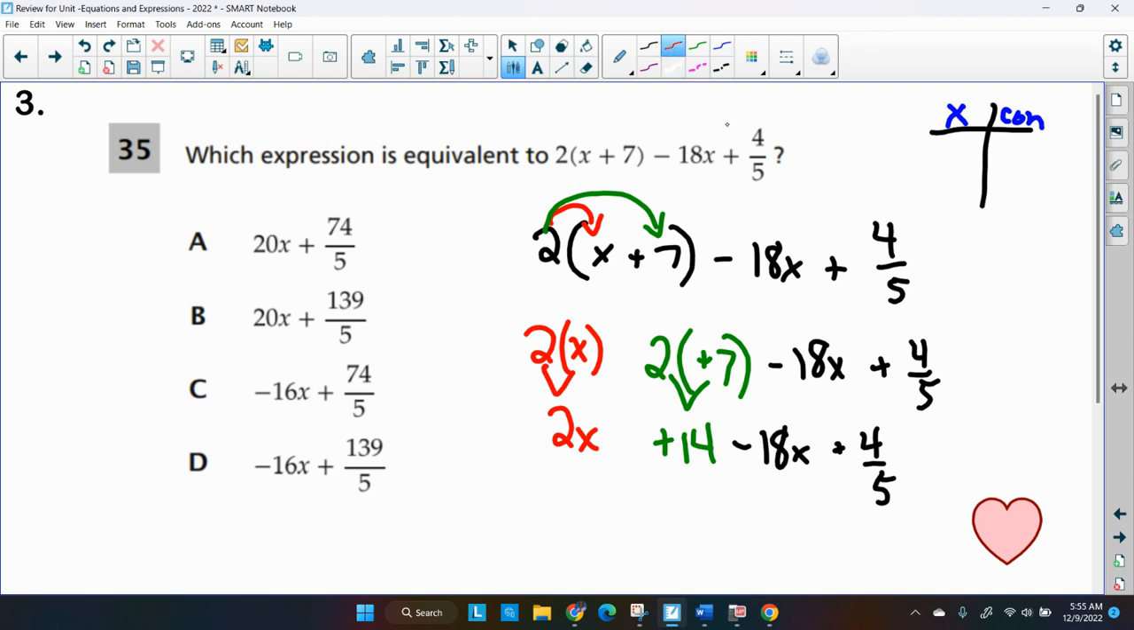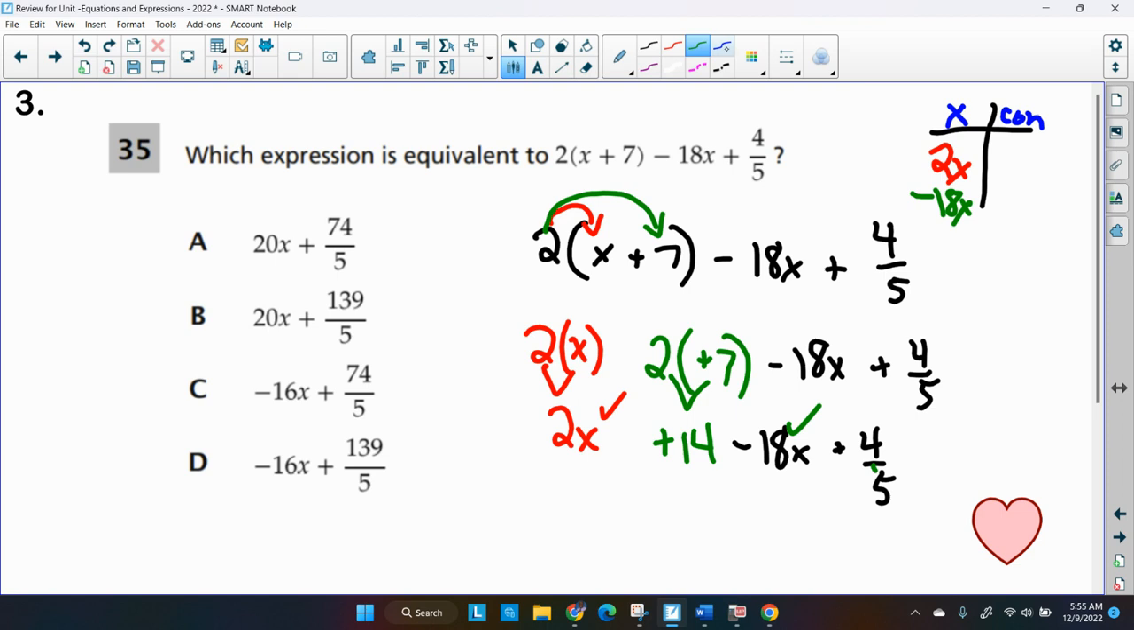So I'm going to get all my X's and get them in there. There's a 2X. Check. He's in there. Do I see any more X's? Yes, there's a minus 18X. And I'll check him off. So I put him in there. And are there any more X's? No, I see a plus 14 and a plus 4/5. But those are constants. So we'll deal with those in a minute.